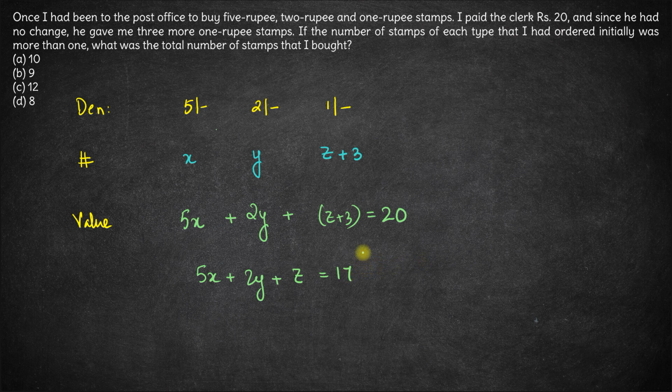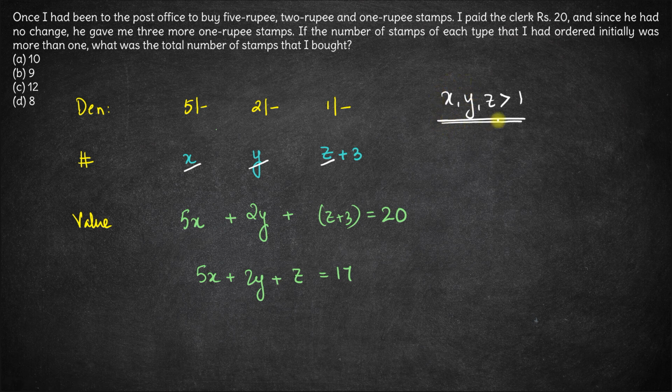Now the question also says that the number of stamps of each type that I had ordered initially was more than 1. Then what was the total number of stamps that I had bought? So X, Y and Z are the number of stamps of each type that he wanted to buy. So X, Y and Z are all greater than 1. So the least value of each of these 3 will be 2. X, Y, Z should be either 2 or 3 or 4 or 5 and so on.